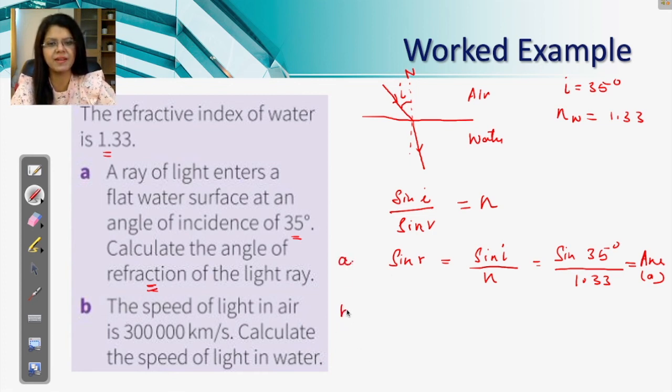Let us come to part B. The speed of the light in the air is given to you. Calculate the speed of the light in the water. Here we will use the formula for the refractive index. The refractive index formula said speed in air over the speed in water.